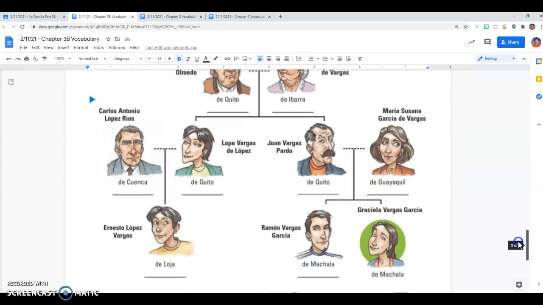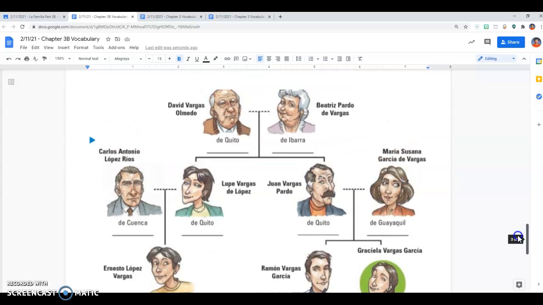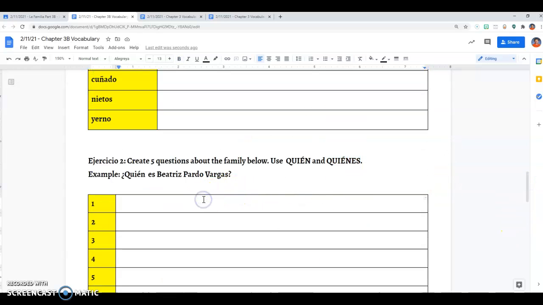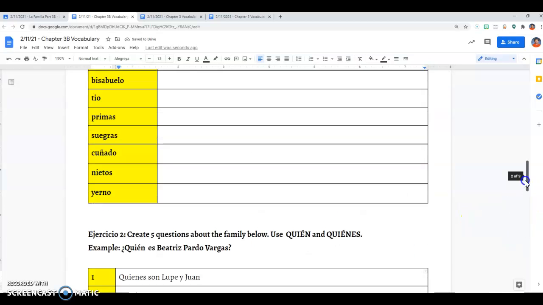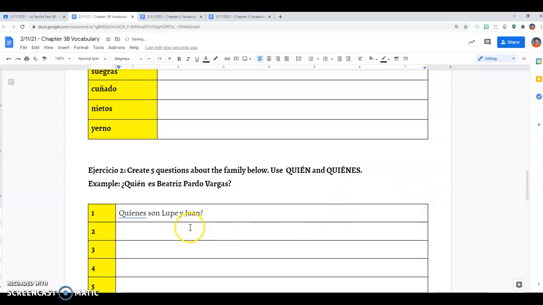So let's say you're trying to find out who Lupe and Juan are. So if you want to ask who are Lupe and Juan, you're not going to write quién, but rather quiénes son Lupe y Juan. Who are Lupe y Juan? And you put an accent mark at the end. Your teacher might correct you and ask you to put another one here. If so, great. If not, don't worry about it. Okay? So that's the exercise.